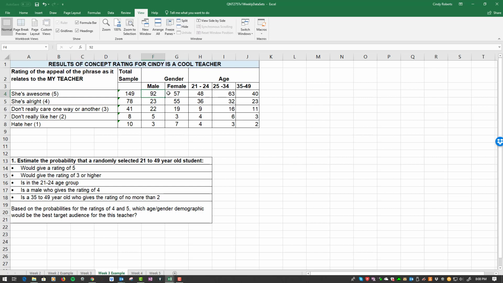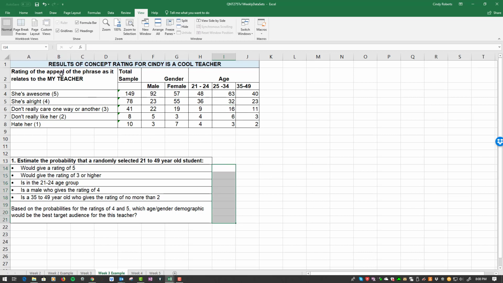92 males say yeah, females, 57. And so on. As you can see, these are the sum of the males and females, and then we break them down by age groups, and we want to answer some probability questions.